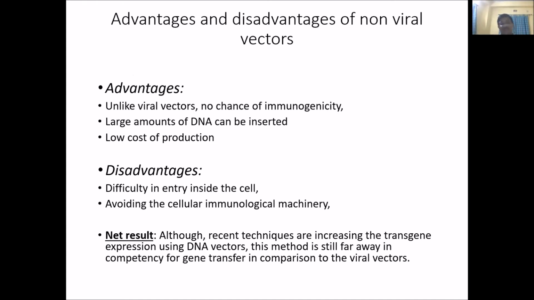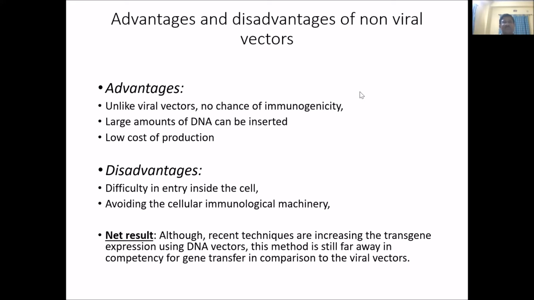But the major difficulty is that they are not allowed to enter into the cell with simplicity, because a great difficulty always occurs in enabling them to enter into the cell, and a very low percentage of them can enter into the cell. So the net result is that although recent techniques are increasing the transgene expression using DNA vectors, this method is still far away in competency for gene transfer in comparison to the viral vectors. Just because we want efficiency.